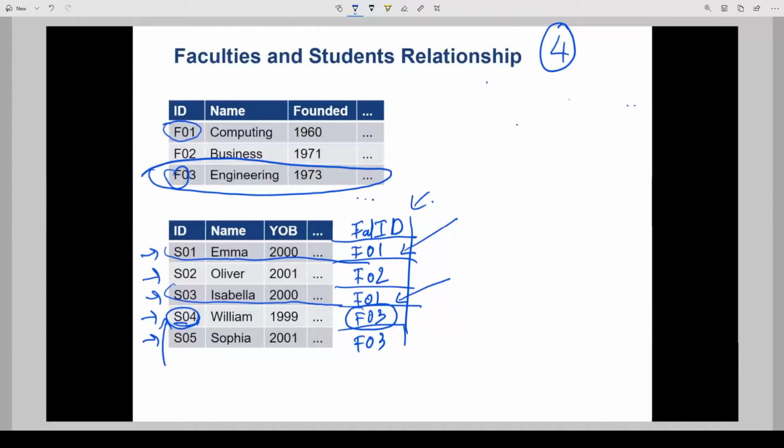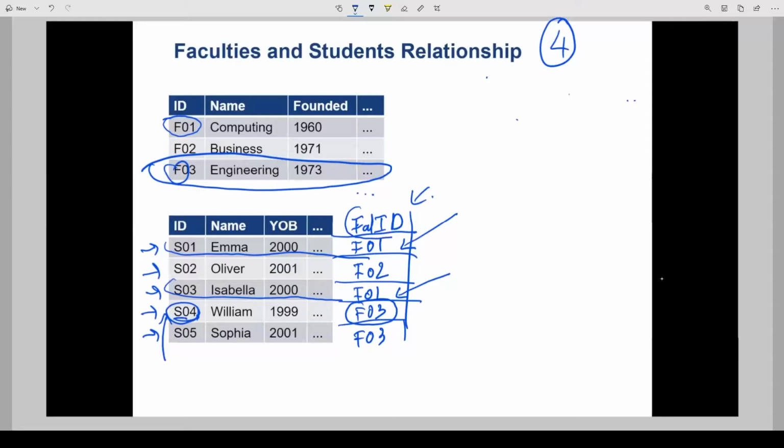So you can see that in a one-to-many relationship, we only need to create another column, and this another column is the foreign key, and this is from the many side. From the many side, we put a foreign key to the one side, and this is how we can implement the one-to-many relationship.